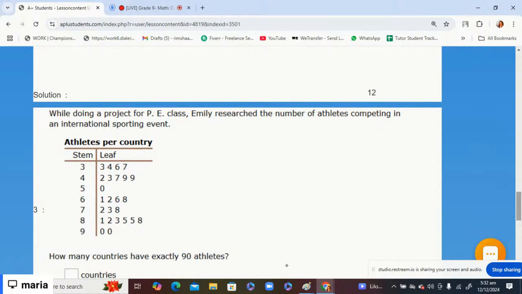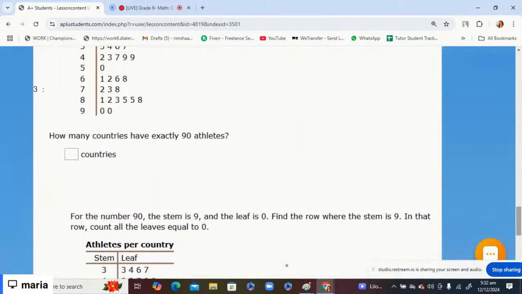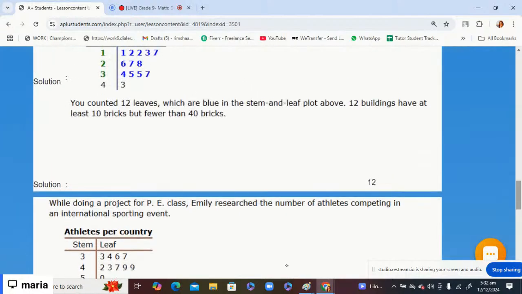So that is 0 0, it means 90 that is mentioned in the last row. How many exactly are mentioned in here? That is 2. 1 and 2. Okay, how many digits are there? 1 and 2. Okay.